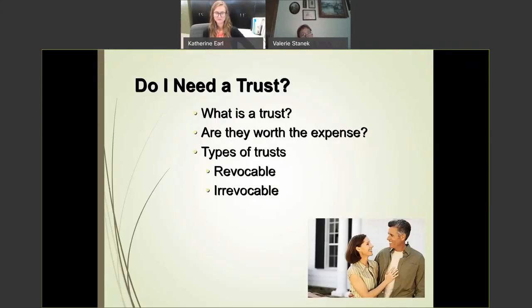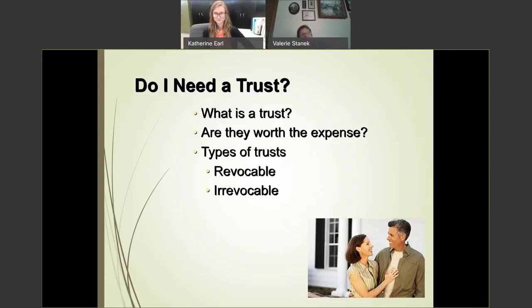A revocable trust can accomplish that. It can also accomplish passing probate and having assets go directly to heirs. An irrevocable trust has some added benefits. It has added, potentially added tax benefits. It also has added benefits in terms of qualifying for benefits such as veterans benefits and Medicaid. A revocable trust does not.